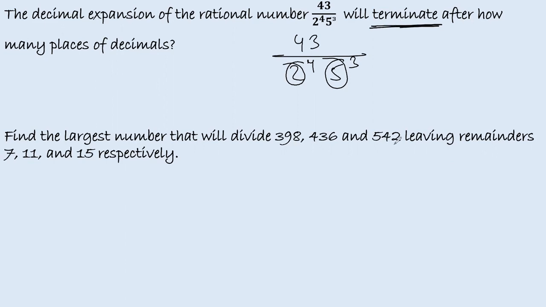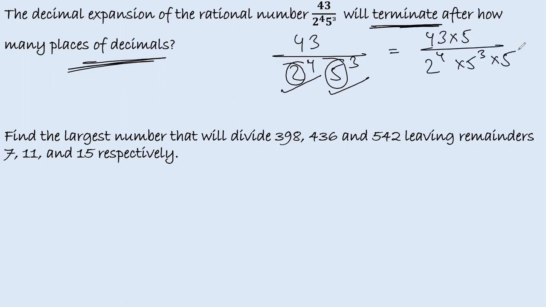But now, when we have to find after how many decimal places it will terminate, we have to make the powers the same. Here the power of 2 is 4 and the power of 5 is 3, but the powers are not the same. So we'll multiply the numerator and denominator by 5, because we have to make the power of 5 as 4, since 2 has power 4. So it will be 215 over 2 power 4 and 5 power 4. It means the power is the same now.